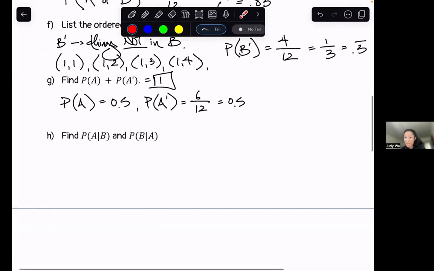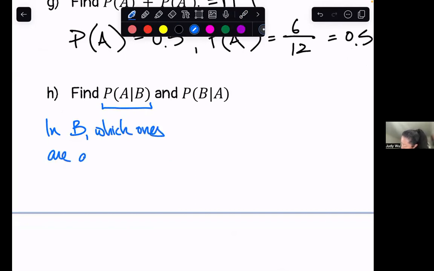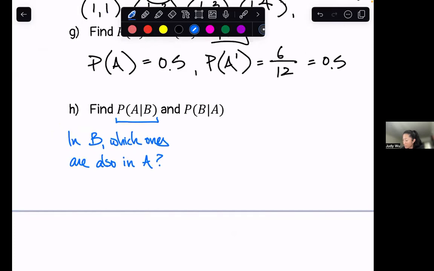All right, last but not least, let's talk about this notation. And I know that your textbook gives formulas, but I want us to really think about what does it mean, okay? So if someone says find probability of A with this line B, what it means is in B, okay, which ones are also in A. All right, so we're going to go to the B set. We're only going to look at the B set and then figure out which one of those are in A.